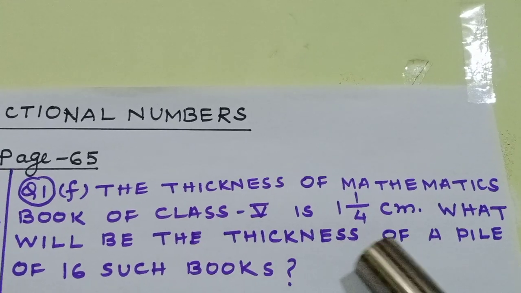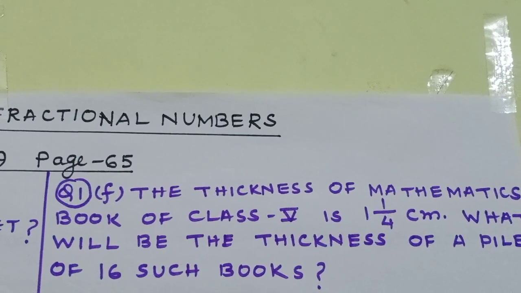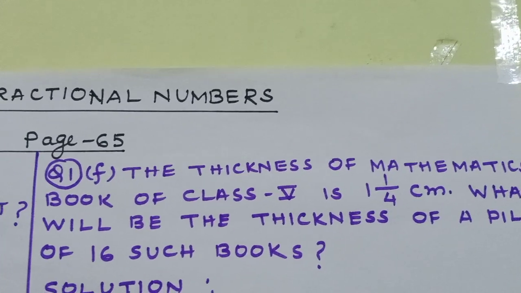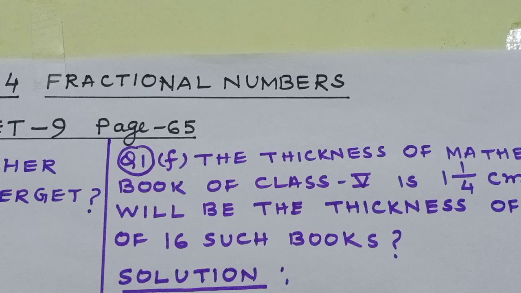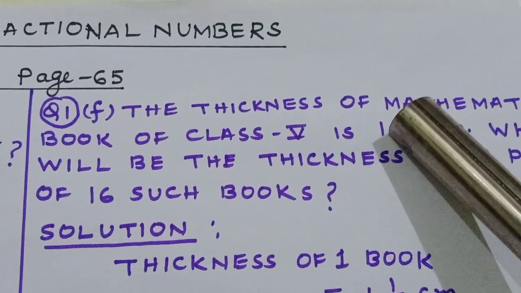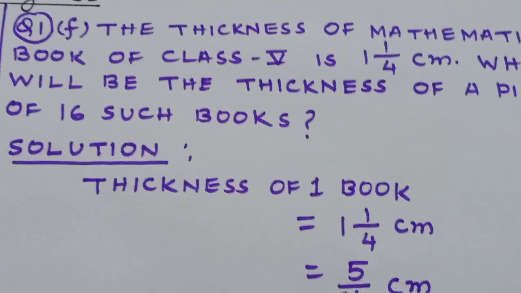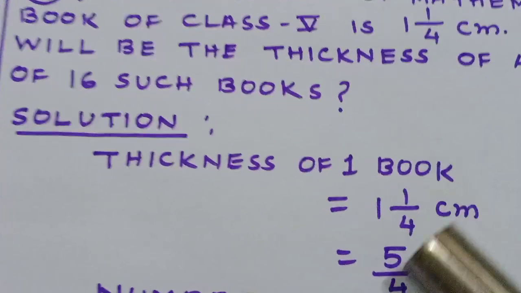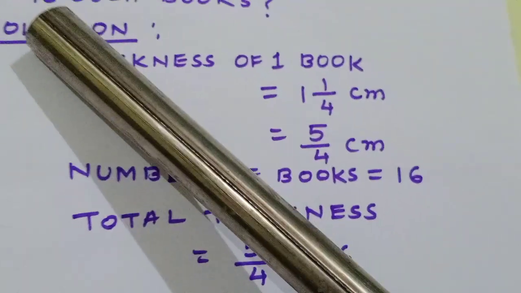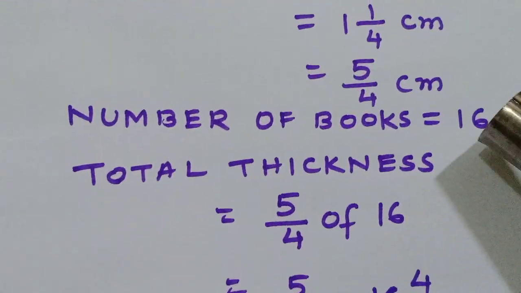What will be the thickness of a pile of 16 such books? How many books are there total? 16. So what will be the thickness? We will have to calculate. We will write solution. Thickness of one book is equal to 1 whole number 1 by 4 centimeter is equal to 4 1 ja 4 plus 1, 5 by 4 centimeter. Number of books are given 16. Total thickness will be 5 by 4 of 16.